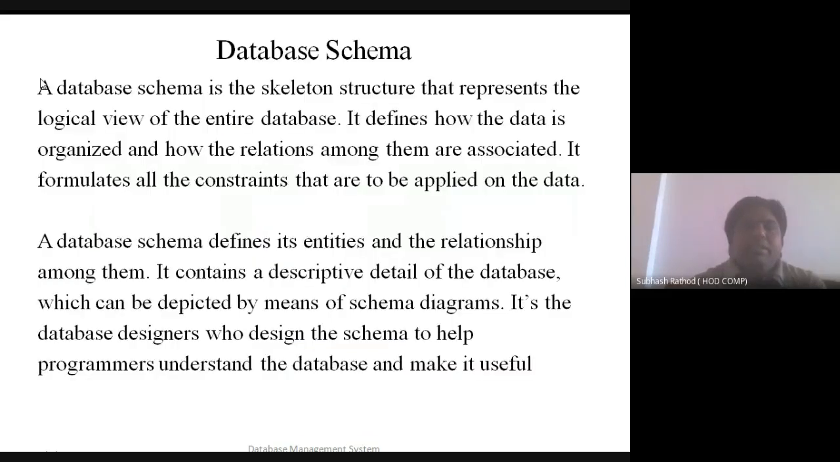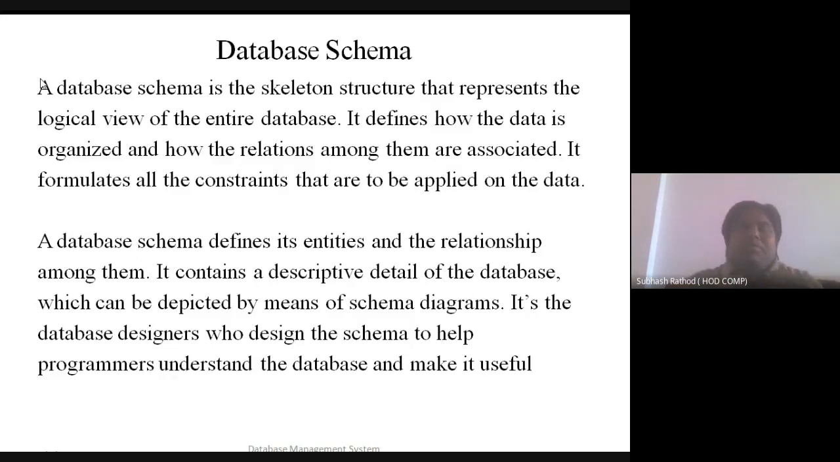Moving forward, database schema. Remember, what is a schema? We know what a database is. A database is a collection of logical data which are interrelated. What is a schema? A schema is closely relevant to the structure, the bird's-eye view, the building structure. That is a schema.